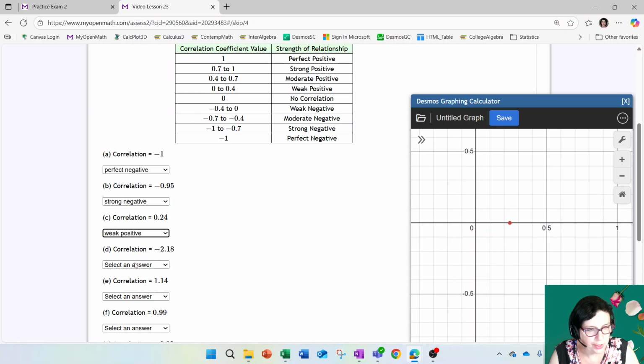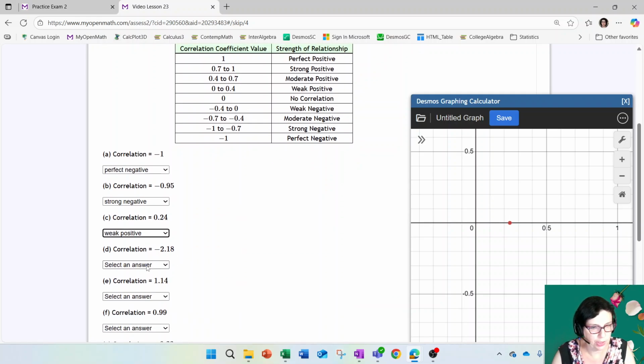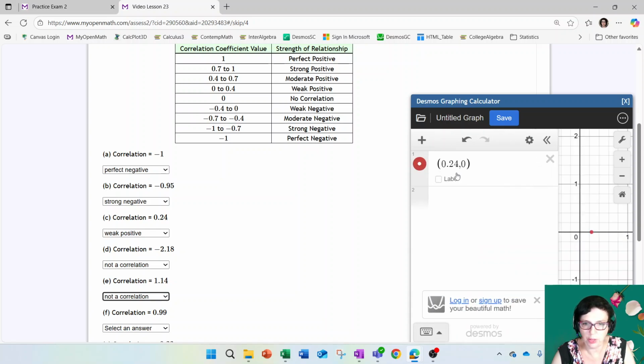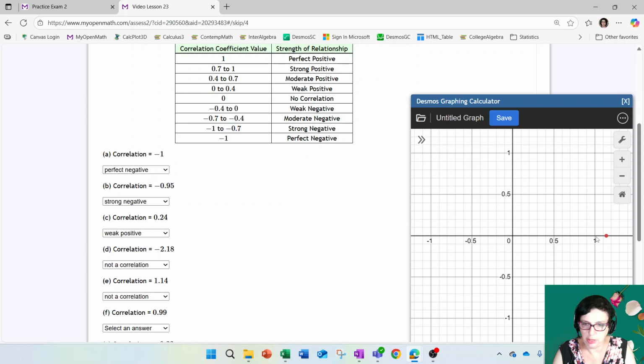Okay, the number negative 2.18, that's not even on the scale. Correlation can only be a number between -1 and +1. So this is not a correlation. That's not possible for correlation to be this. And the same thing for 1.14. That's also not a correlation, because 1.14 is not between -1 and 1. You can look at it. There is 1.14, and you can see that it's to the right of 1. And correlation can only be between -1 and +1.